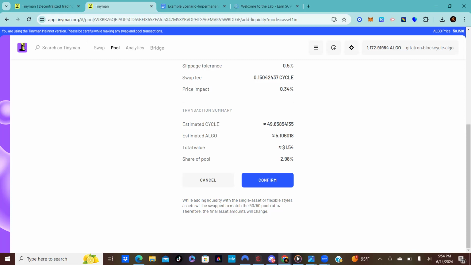So let's think of a scenario, okay? Let's say there's a pool with 1,000 Algorands and 5,000 cycle tokens. Your trade, you want to swap 100 Algorands for cycle tokens, right? So the resulting effect will be, if the current rate is 1 Algorand to 5 cycle tokens, swapping 100 Algorands would ideally give you 500 cycle tokens, right? If your trade improves the pool balance, you might receive 510 cycle tokens instead of 500 because the pool becomes more balanced and the swap rate slightly improves in your favor.